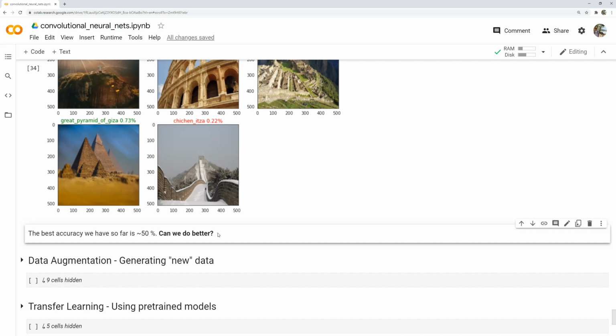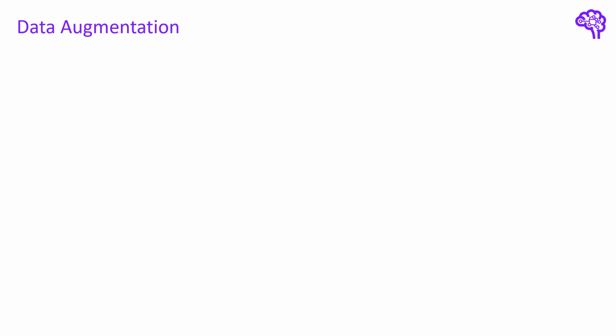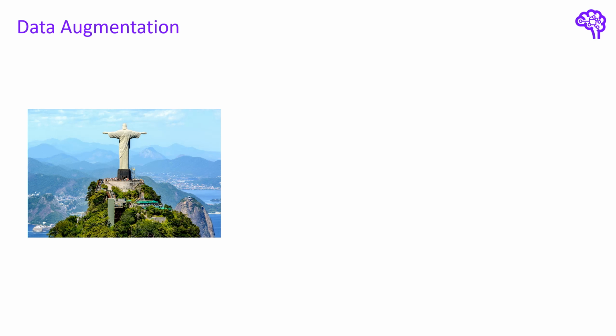How can we improve our model? One thing to consider when training a neural network is always how much data do we have. As you know, we have a relatively small data set, only 80 images, 10 for each class. Data augmentation allows us to enlarge our data set without searching for new images. Therefore, we make minor adjustments to images we already have.